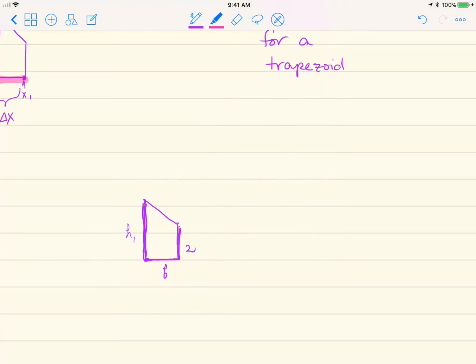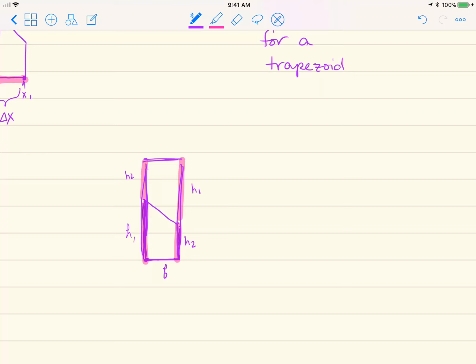Okay, if I take this h2 and I add it up here, so this is h2, and now if I take this h1 and I put it here, h1, I now have a rectangle. Do you see how I have a rectangle? And the area of this rectangle is twice the area of the trapezoid.